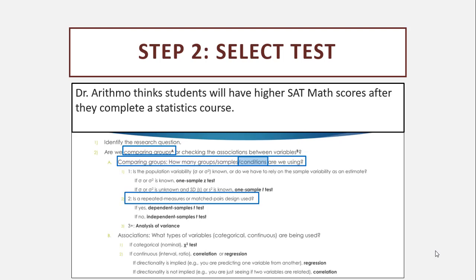Is a repeated measures or matched pairs design used? Well, yes, right? We're testing the same people before and after stats. Because of that, the samples, really the conditions, are dependent on each other, related to each other. You don't get much more related than yourself. And because of that, we would do a dependent samples t-test or a related matched pairs t-test.